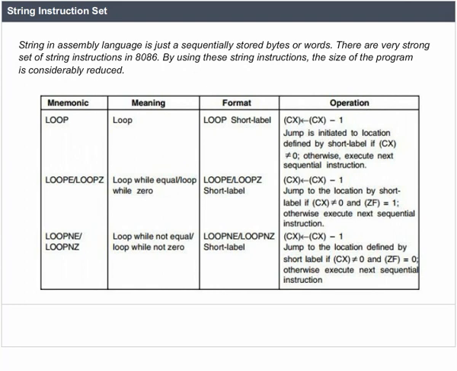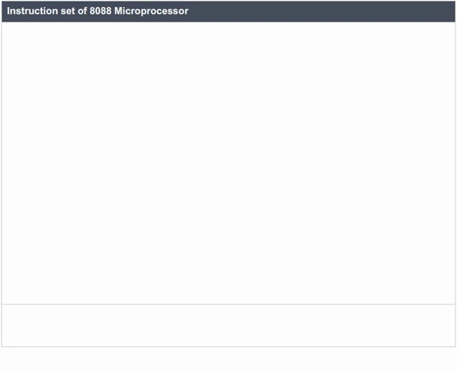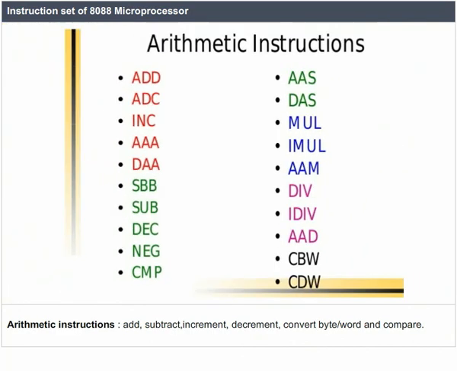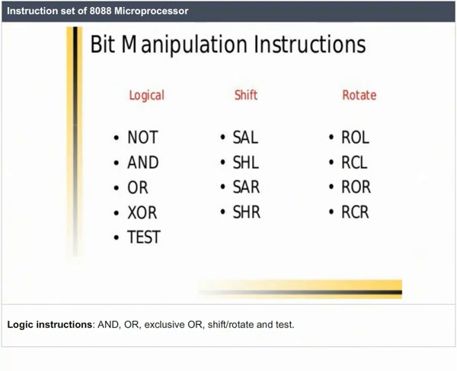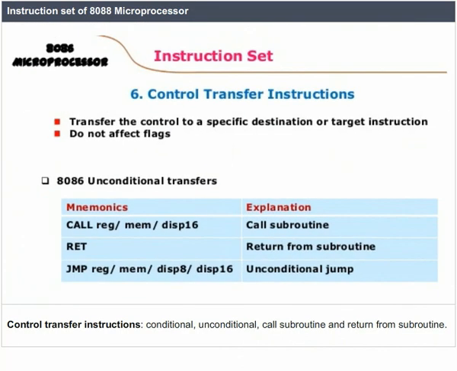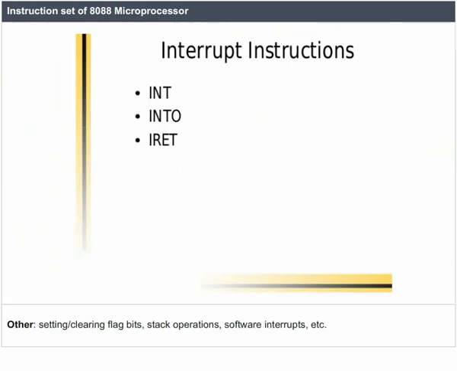Instruction set of the 8088 microprocessor. The instruction set of the 8088 processor consists of the following instructions: data moving instructions; arithmetic instructions: add, subtract, increment, decrement, convert byte, word, and compare; logic instructions: AND, OR, exclusive OR, shift, rotate, and test; string manipulation instructions: load, store, move, compare, and scan for byte, word; control transfer instructions: conditional, unconditional, call subroutine and return from subroutine; input-output instructions; and others: setting, clearing flag bits, stack operations, software interrupts, etc.